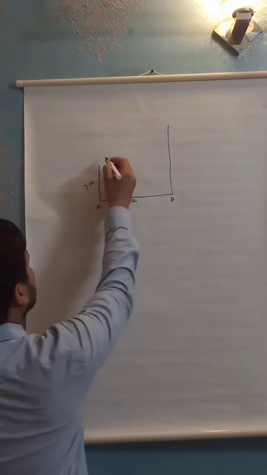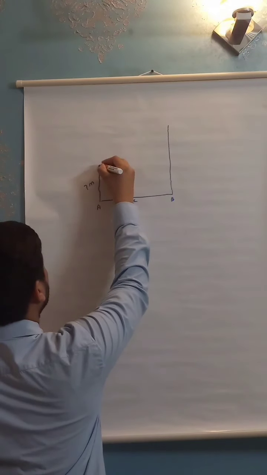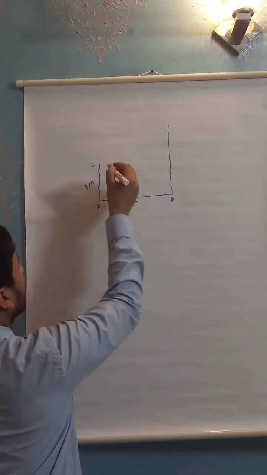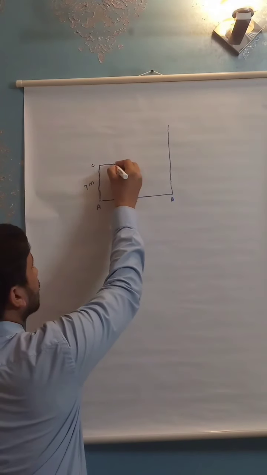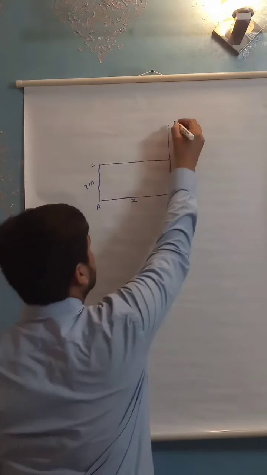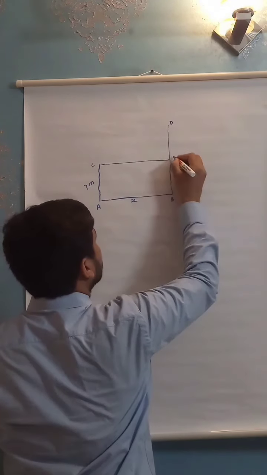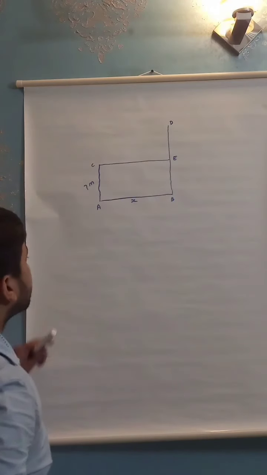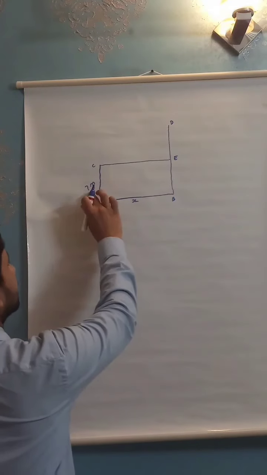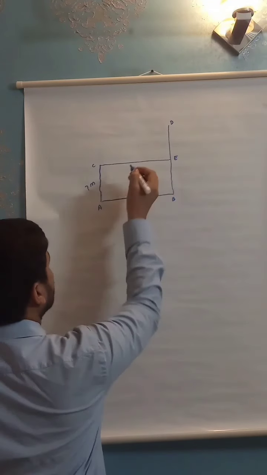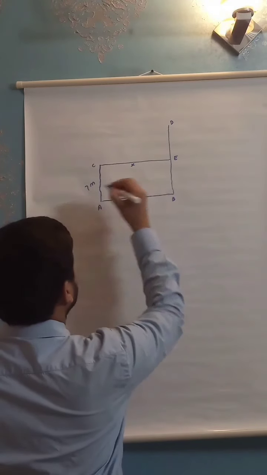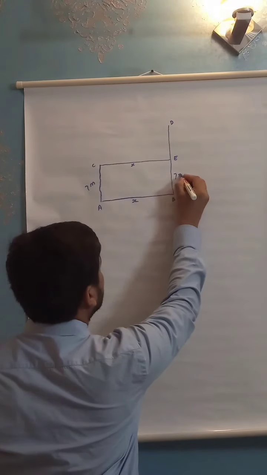Now we can draw a parallel line. Let us assume the top of the building is C. Then draw a parallel line to AB. Let this meet BD at E. From the figure, AB equals CE, which is x, and BE equals AC, which is 7 meter.